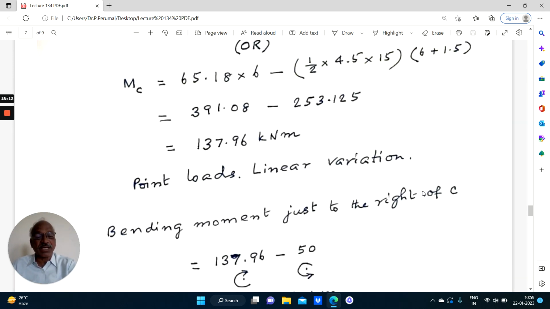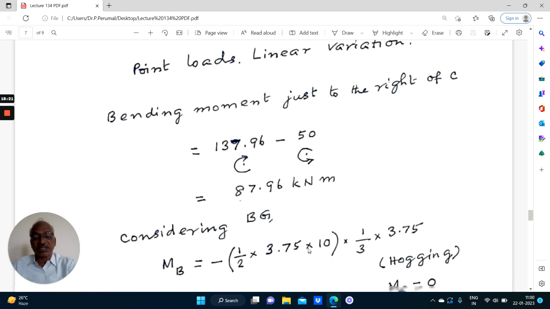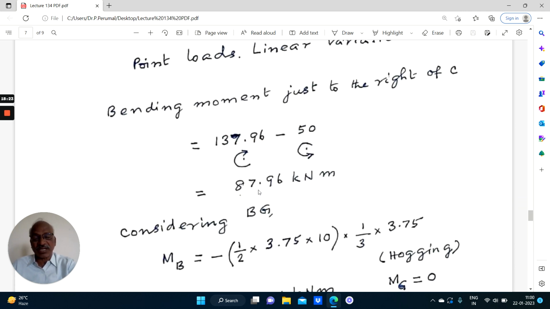Just to the right of C is this 137.96 clockwise. This is anti-clockwise, minus 50. So that is equal to 87.96. How to show the variation of these values in the bending moment diagram and the shear force diagram is very important.